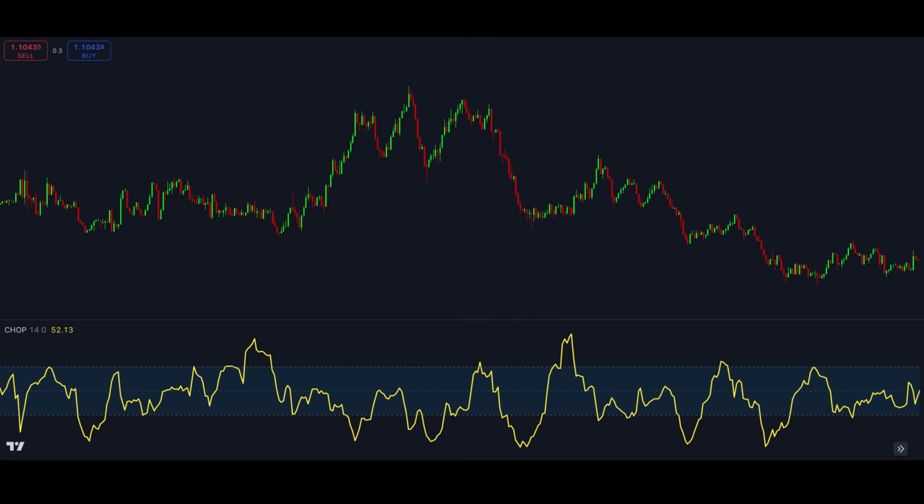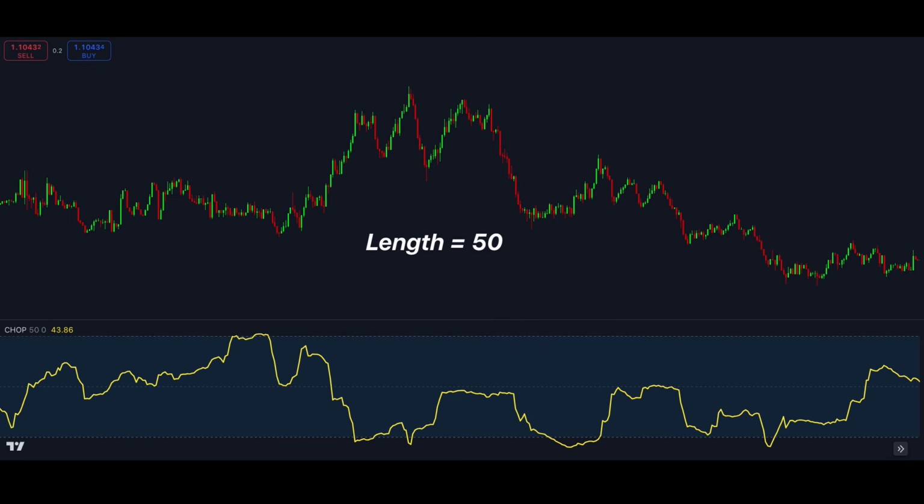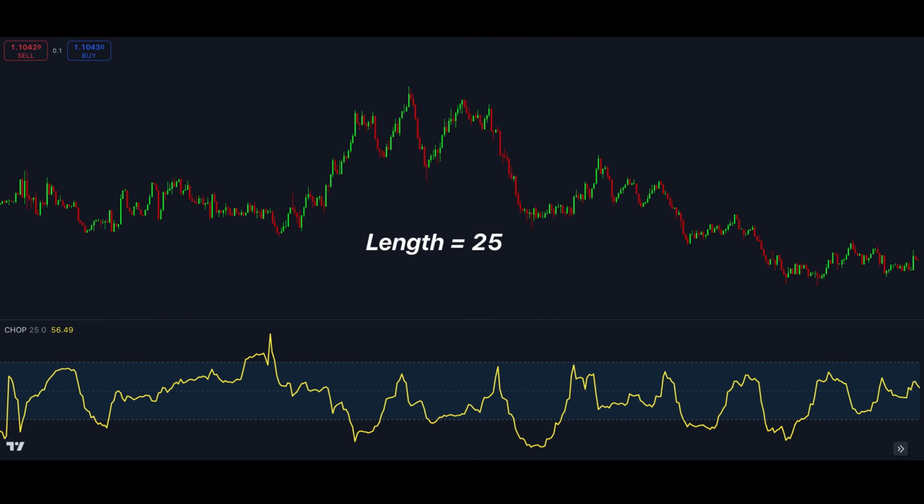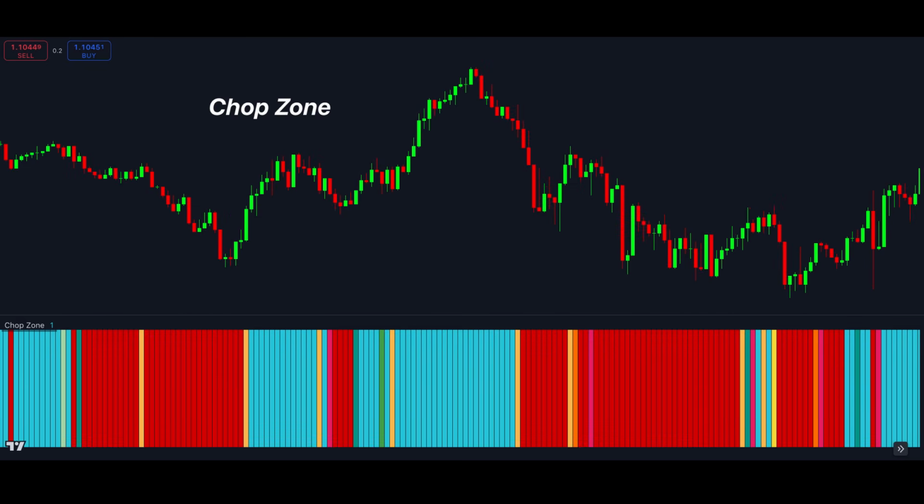But what length should we use for the Choppiness Index? That depends on if you want to see if the price is choppy within a longer or shorter time period. Increasing the length will give us a better idea of how choppy the price is over a longer period of time. Decreasing the length will make the indicator react quicker but show us the more recent behavior. But this next indicator we're going to talk about doesn't even give us the option to input a length, but more on that later. This is the Chop Zone.